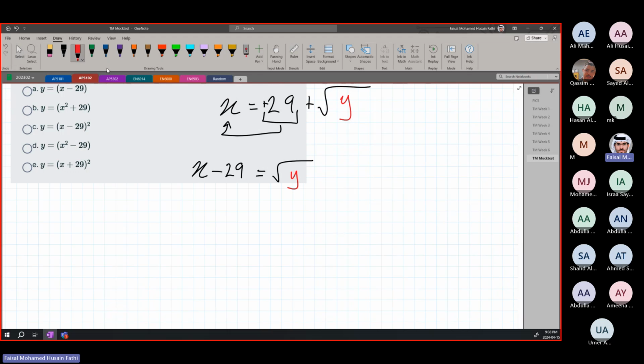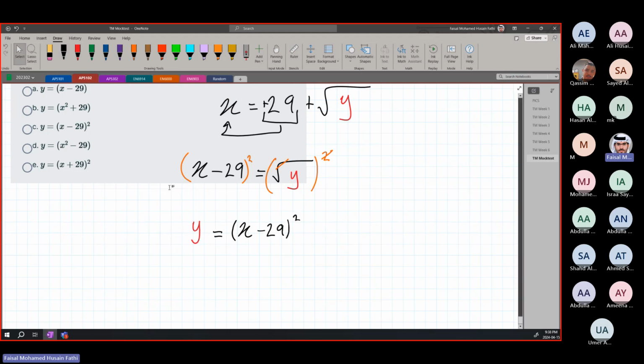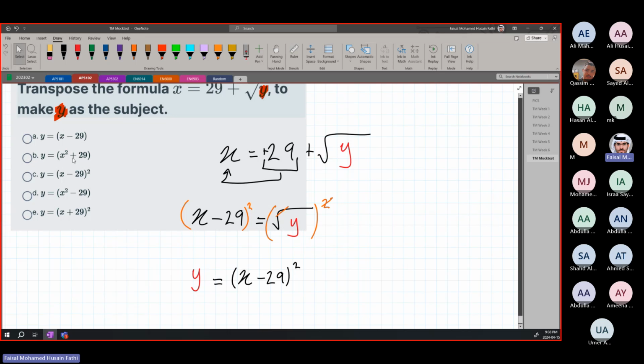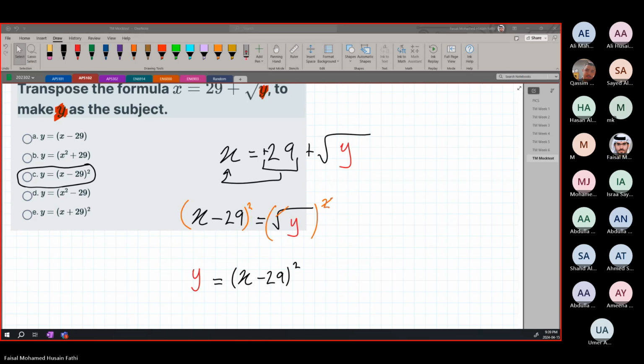Now, how do we get rid of a root? We have to square both sides, because here it will cancel. Right. So we will be remaining with y is equal to x minus 29 all squared. Nope, x squared, nope, it's outside, x minus 29 squared. So this is our y. This is how you do transposing. All right. Yeah, that's pretty much it. Let's look at the next question.